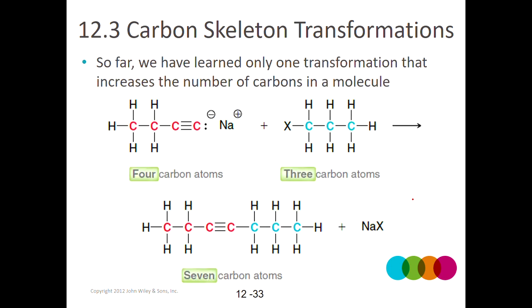So let's review those. So here's the reaction for increasing the number of carbons in my carbon chain. That involves an alkyne that's been deprotonated. So this has got 4 total carbons: 1, 2, 3, 4. So what base do we need to deprotonate? It's got to be strong enough. The base we talked about was NH2-.